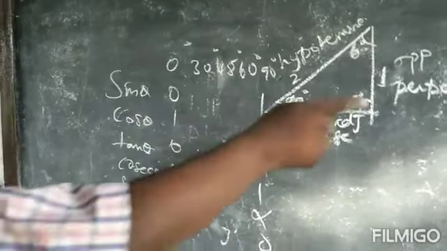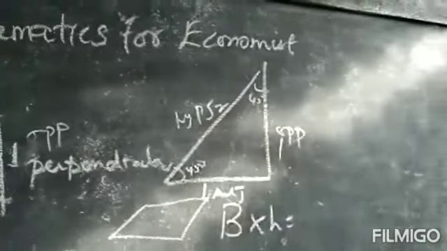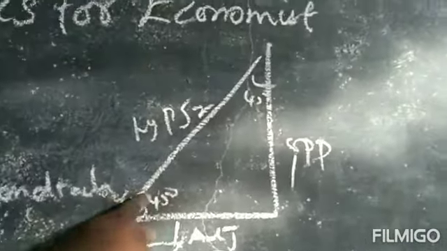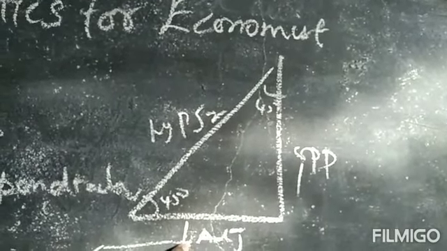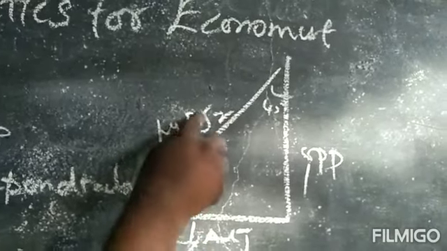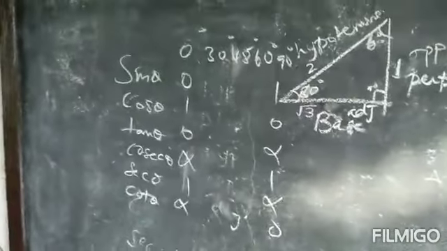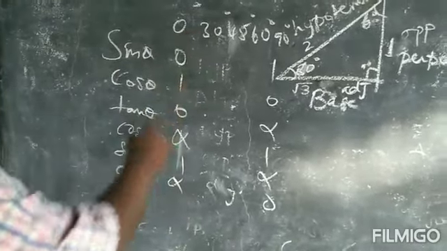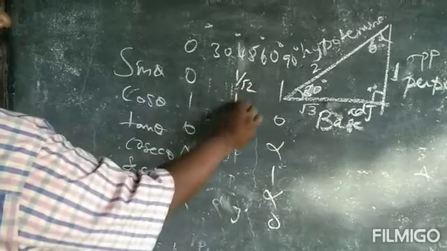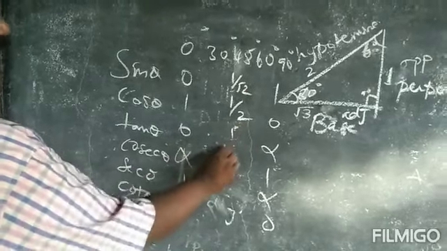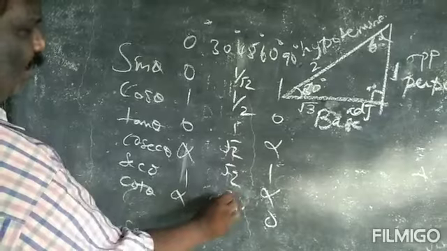As far as the 45 degree is concerned, here the opposite side value is 1, and the adjacent side is also 1. So the hypotenuse value will be root of 2. From the triangle it is clear that for 45 degree, the values will be 1 by root of 2, 1 by root of 2, 1, root of 2, root of 2, 1.